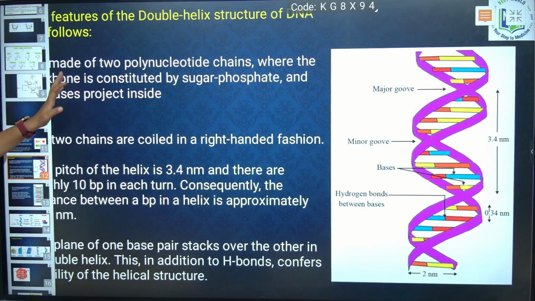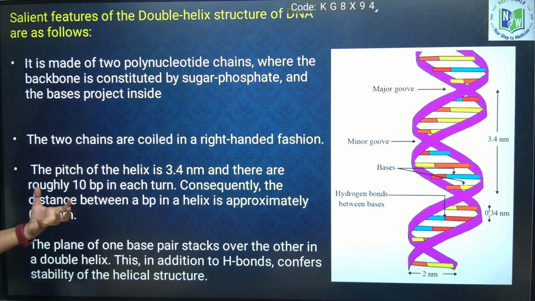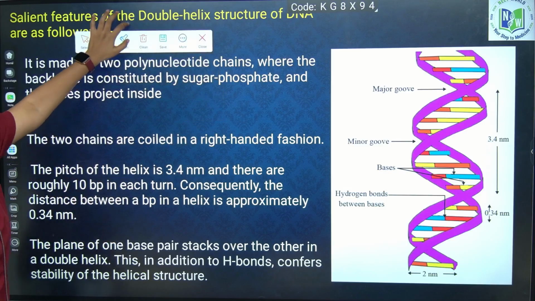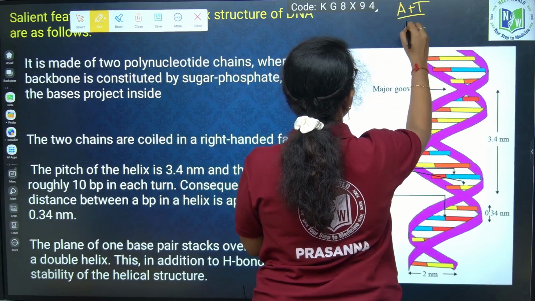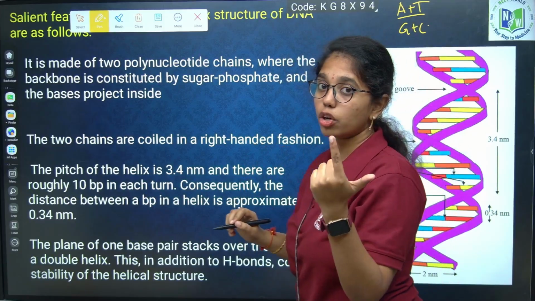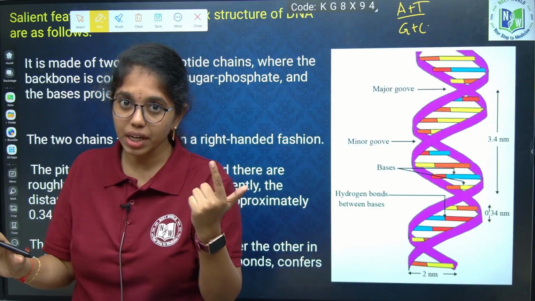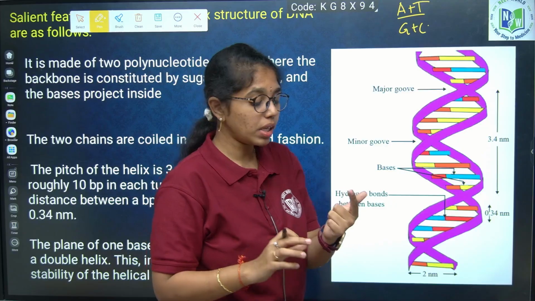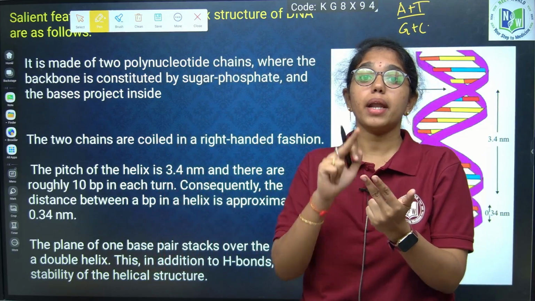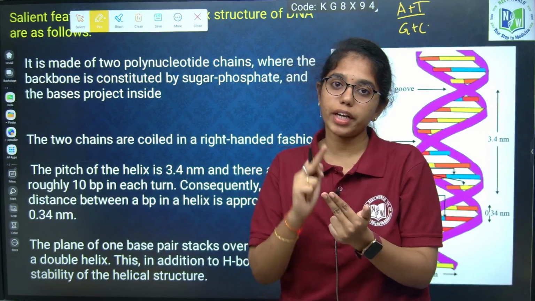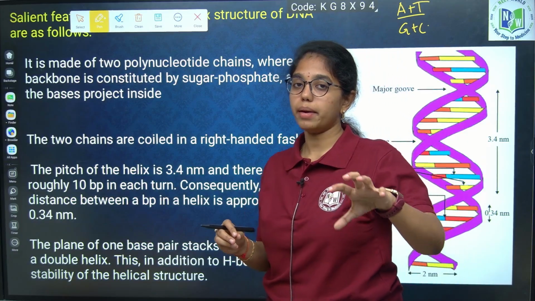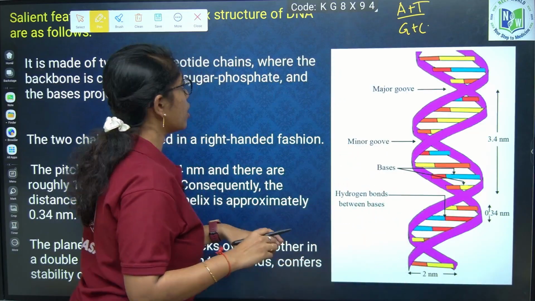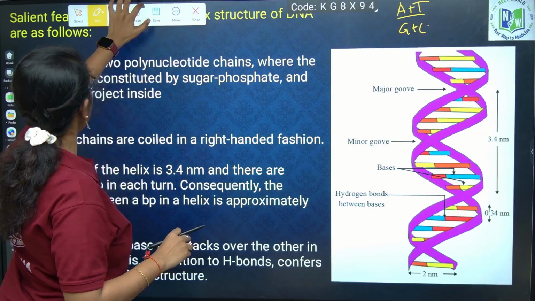The features of the double helix of DNA come from the points which Watson and Crick gave: a specific base ratio of A plus T by G plus C, and DNA includes equal amounts of purines and pyrimidines. The number of purines equals the number of pyrimidines, and in a polynucleotide chain the number of sugars equals the number of phosphate groups. These are the points given by the double helical model of Watson and Crick. From that, the salient features of DNA were derived.